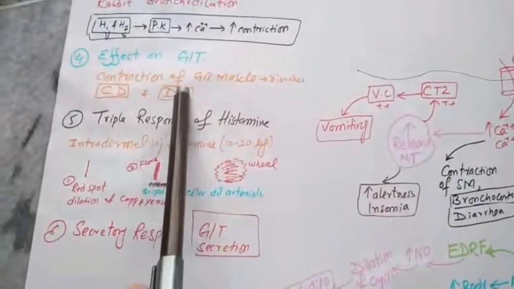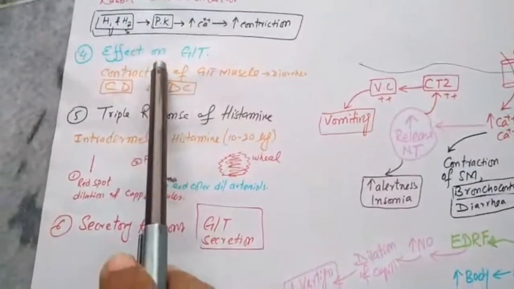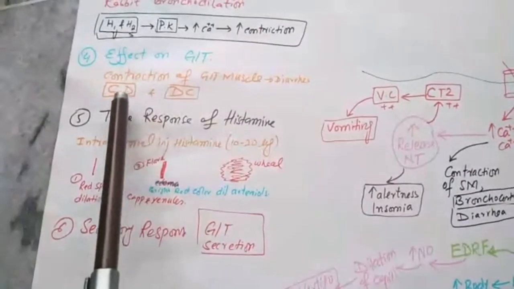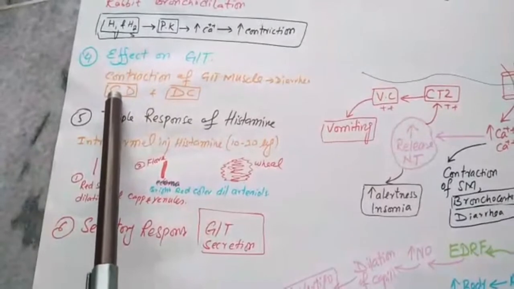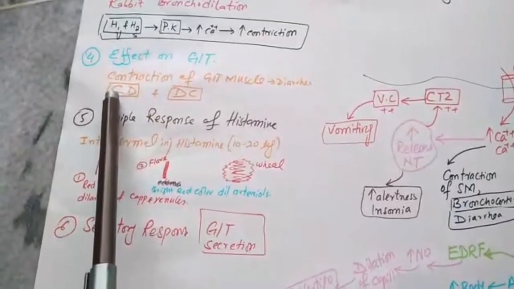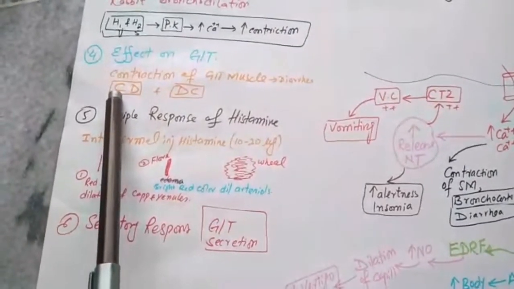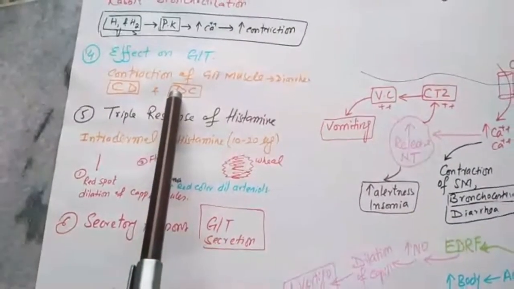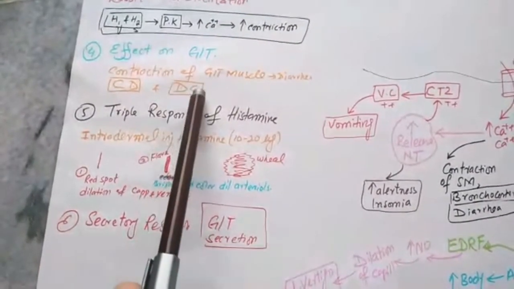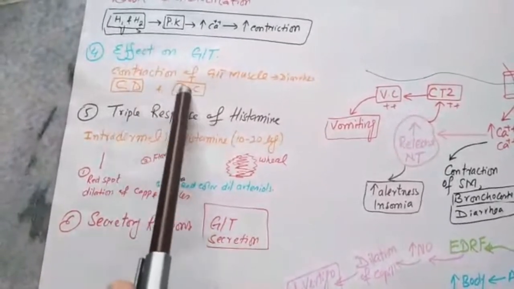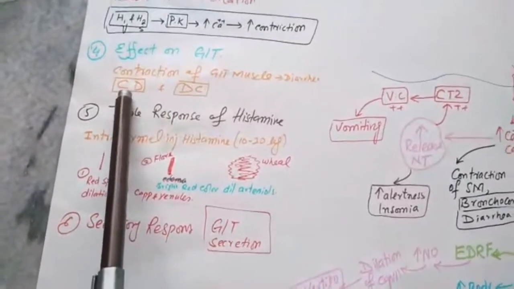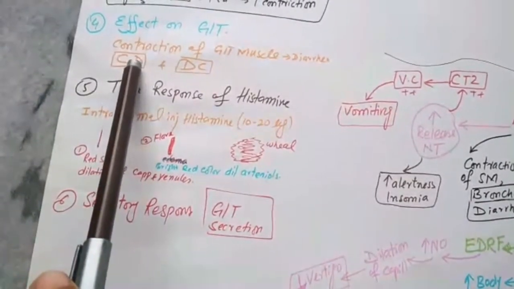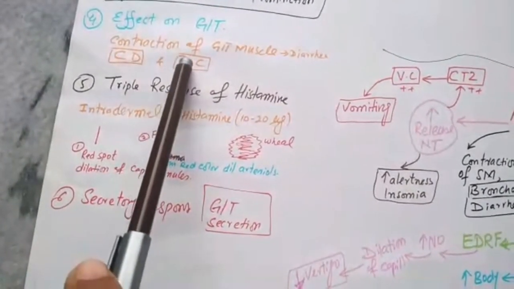Effect on the GIT smooth muscles. Again, histamine causes contraction of GIT muscles. Remember CD, C for contraction: when there is contraction of the smooth muscle of the GIT, there will be diarrhea. And when there is dilation of the smooth muscle of the GIT, there will be constipation. Remember CD and DC. When there is contraction, contraction will produce diarrhea. When there is dilation, dilation will produce constipation.